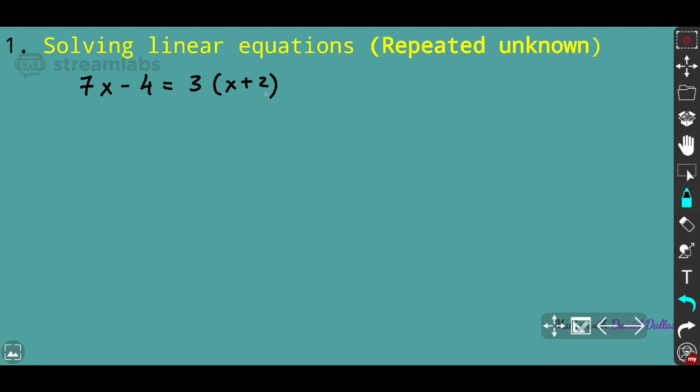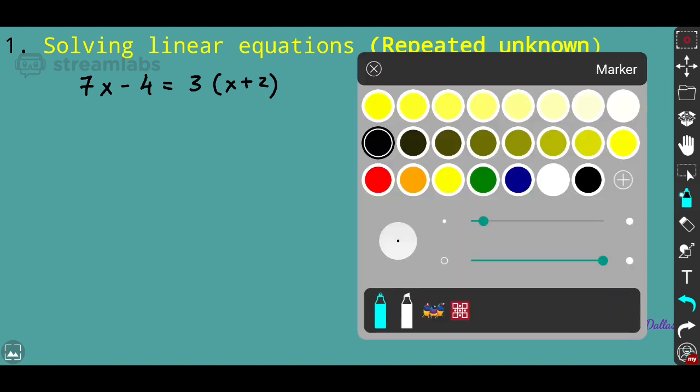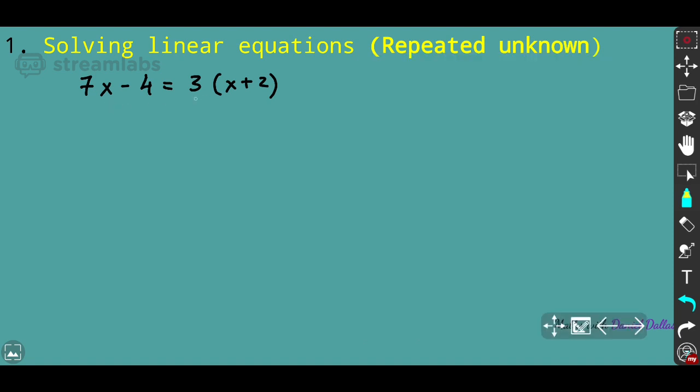So let's try to do that. And the way you actually do it, let's accelerate a little bit. First, you need to expand brackets. So you take 7x minus 4. But on the right side, you need to expand the brackets, meaning you need to multiply out 3 by each term that stays inside. So you'll get 3x plus 6, all right?